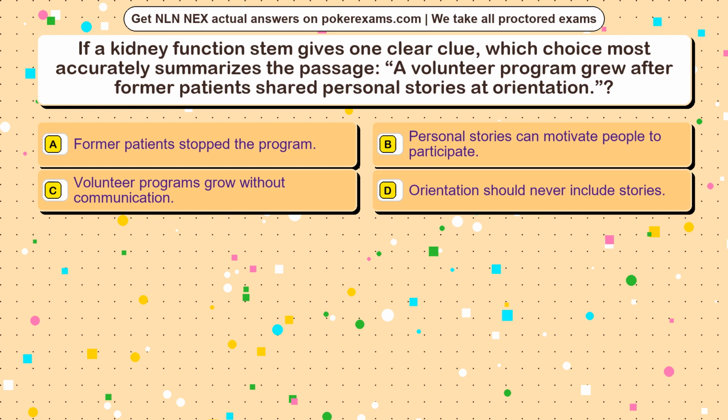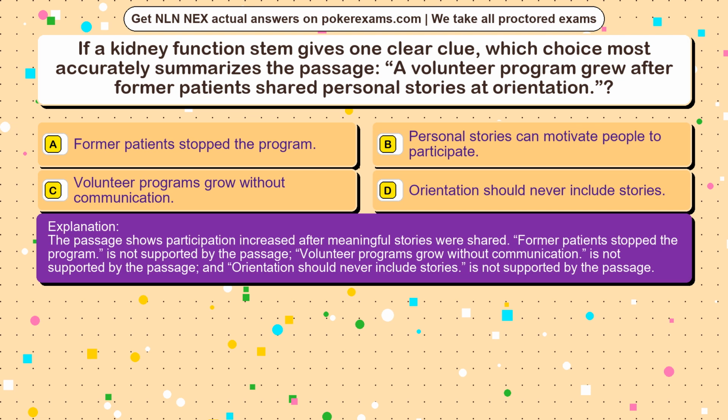The correct answer is option B. The passage shows participation increased after meaningful stories were shared. Former patients stopped the program is not supported by the passage. Volunteer programs grow without communication is not supported by the passage, and orientation should never include stories is not supported by the passage.